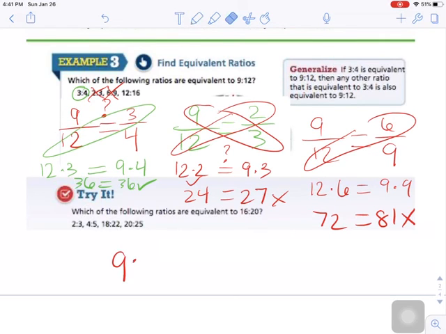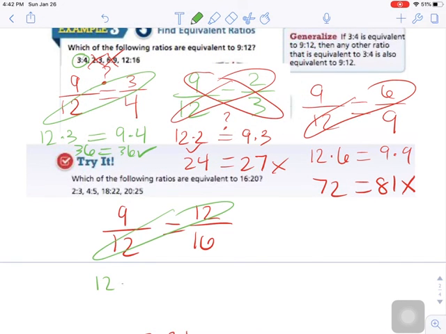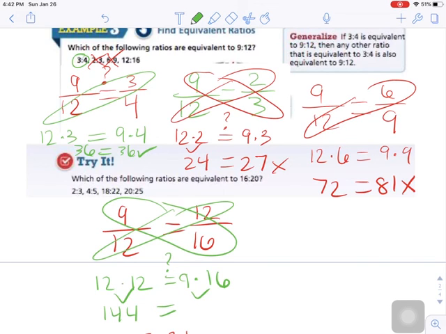Last one, if we have 9 to 12, oops, was writing it the wrong way. If we have 9 to 12, is this equal to 12 to 16? So I have 12 times 12, and is that equal to 9 times 16? So 12 times 12 I know is 144. Is this equal to 9 times 16? Yes, because 9 times 16 is also 144. So our three equivalent ratios here are 3 to 4, 9 to 12, and 12 to 16.